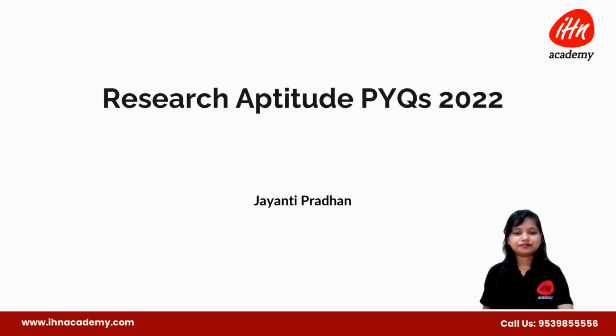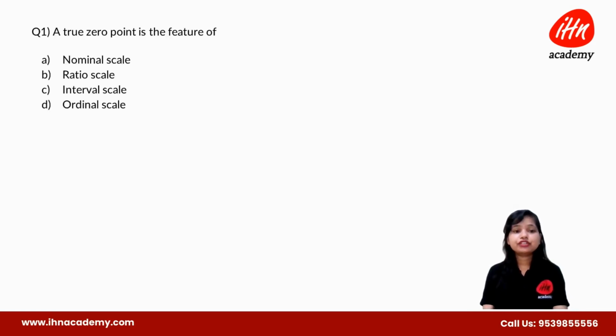With the first question. A true zero point is the feature of nominal scale, ratio scale, ordinal scale, interval scale. So 4 measurement scales are given here, and you need to know which is the feature of which scale to know the answer, right? सारे scales की features हमें पता होने चाहिए, and we have covered all the measurement scales in our class in a detailed manner. So I hope you have got the correct answer, that a true zero point is the feature of ratio scale. That means option B will be your correct answer. So let's see the explanation.